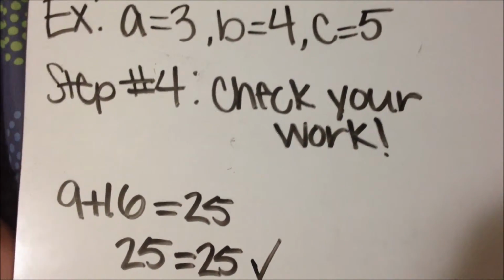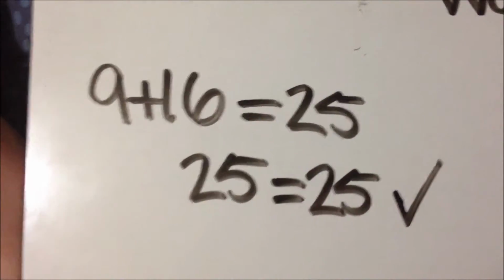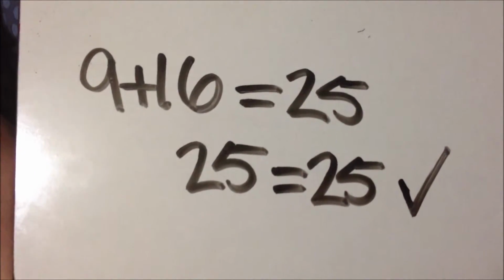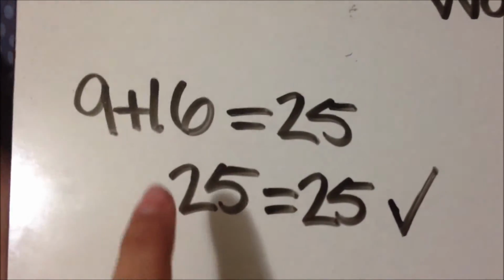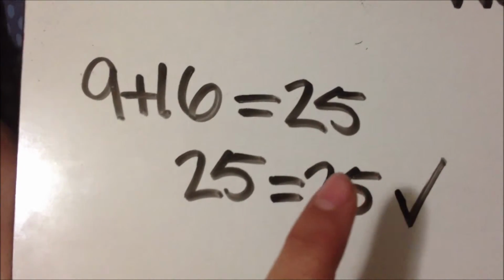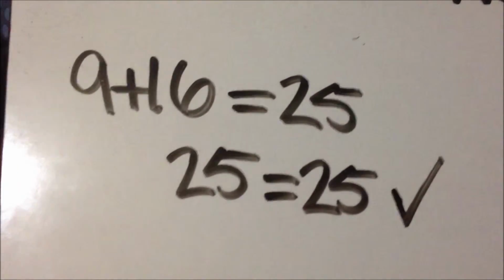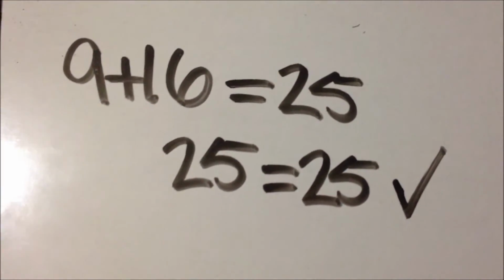So step number 4 is check your work. You can check your work by making sure that your a and b added together is equal to your c squared. So currently we have 9 plus 16 equals 25, which turns out 25 equals 25. This means you did the equation correctly.